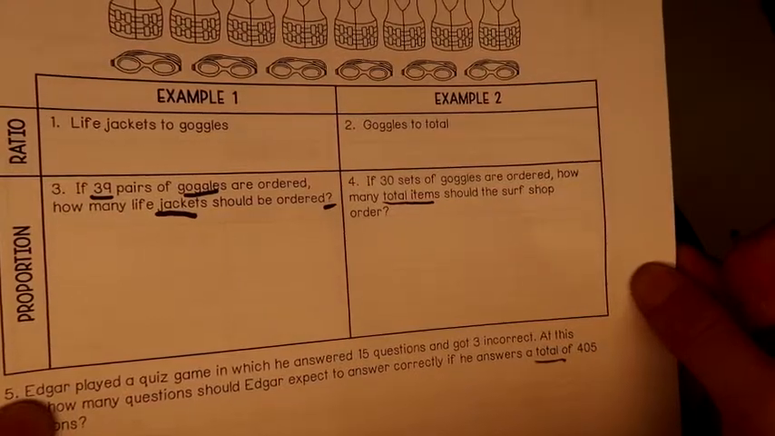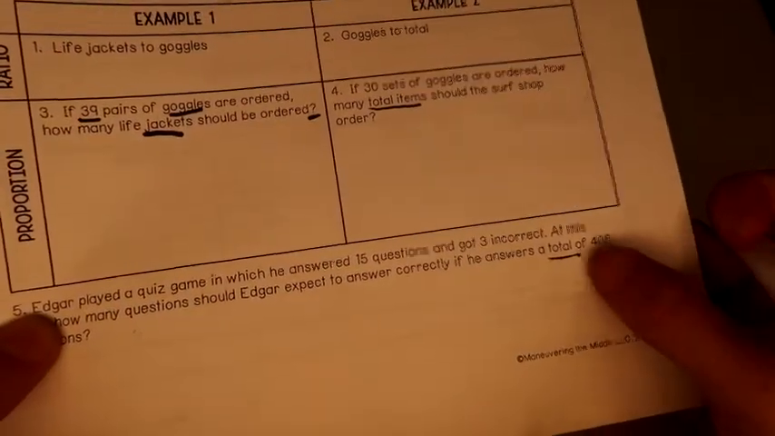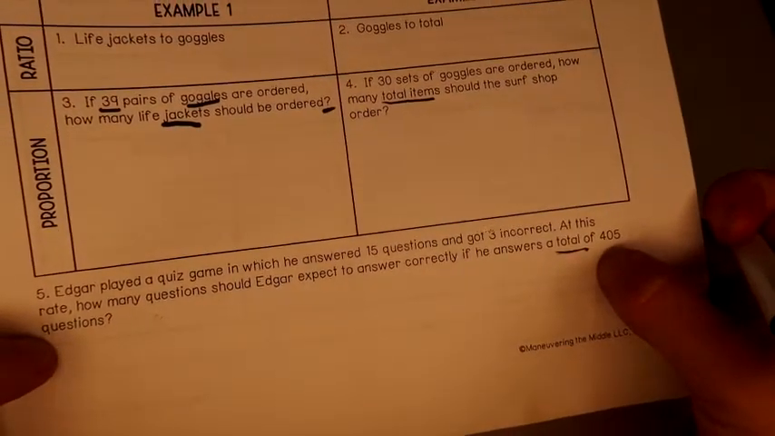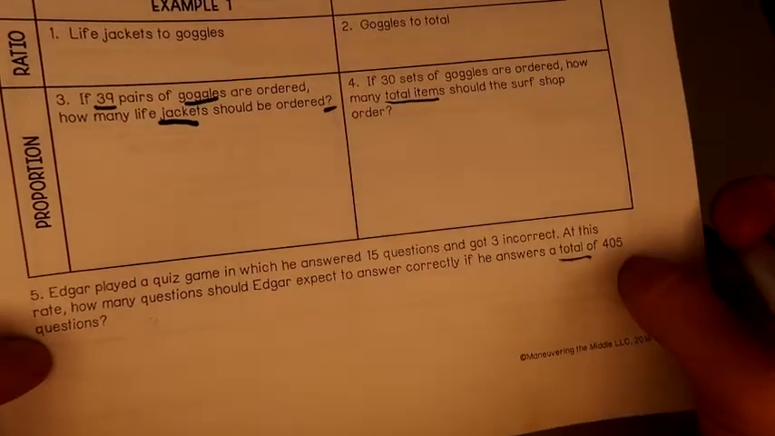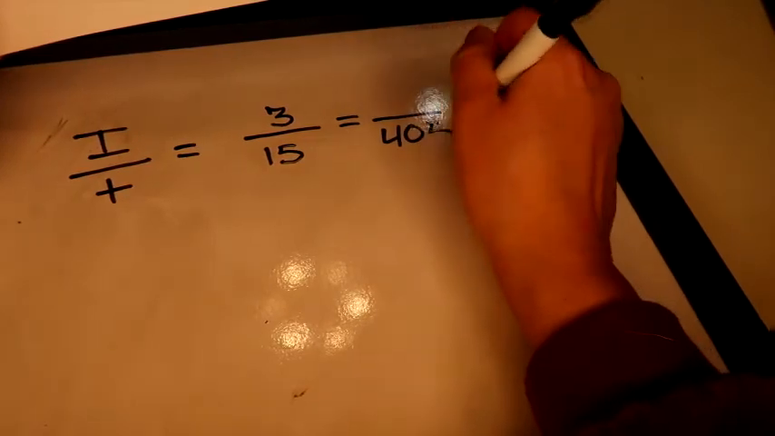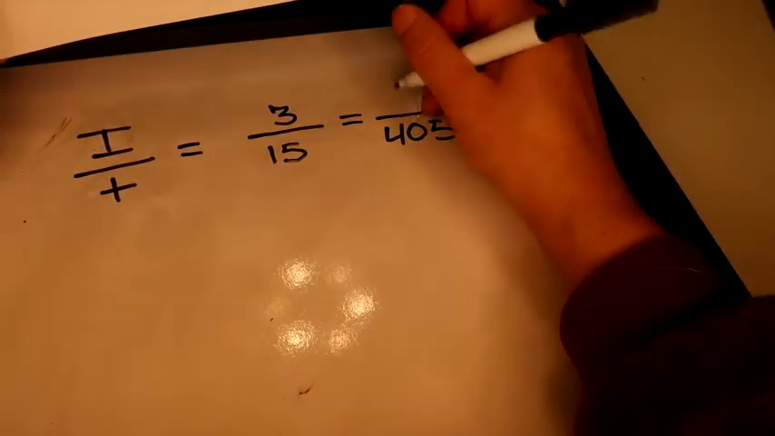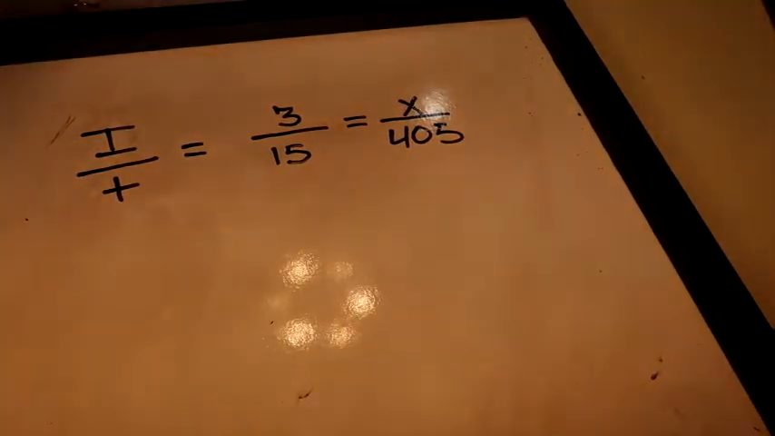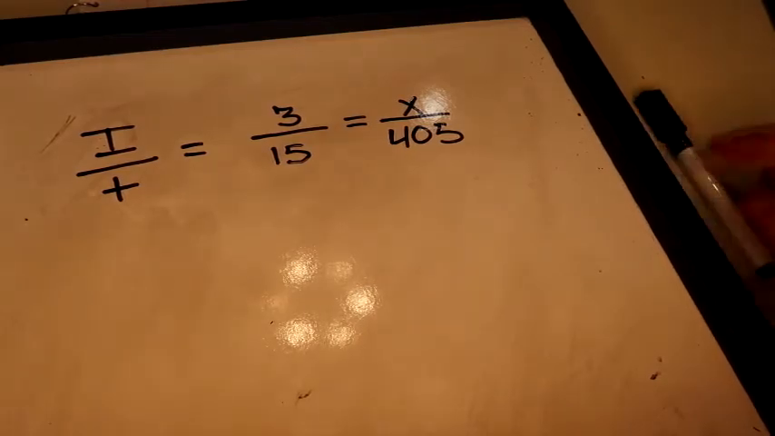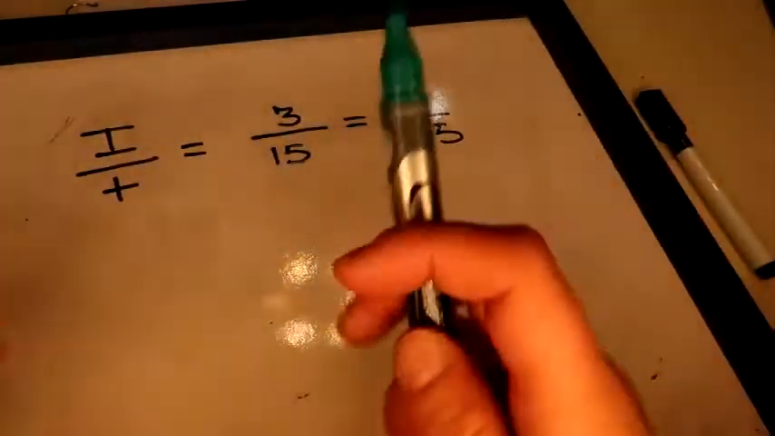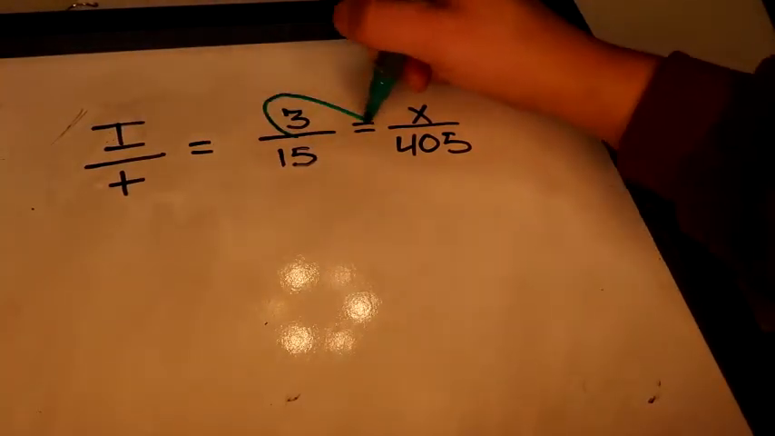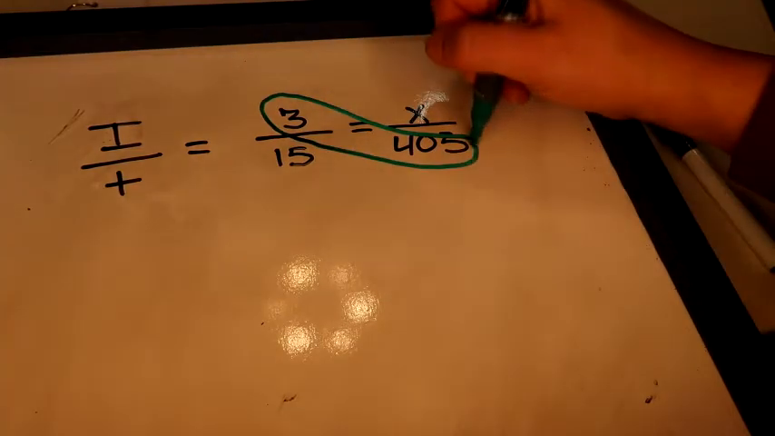How many total items, if he answered a total of 405 questions. It tells you the total is 405 questions. We don't know at this moment how many he's going to get incorrect, or how many, I should say, he's going to get wrong. First thing I'm going to do is take a different color, this pretty green color, and I'm going to say 3 multiplied by 405.